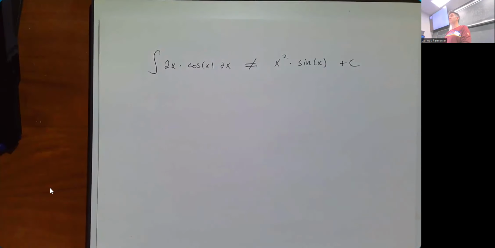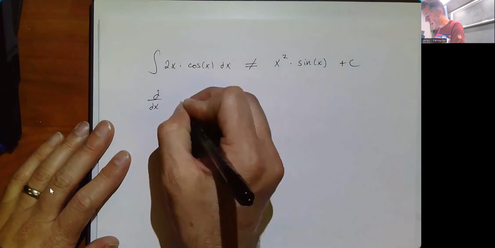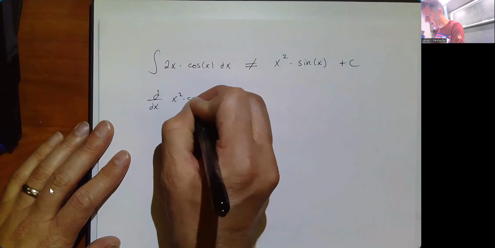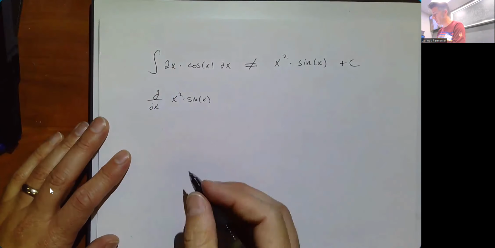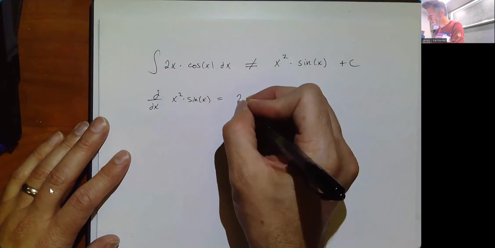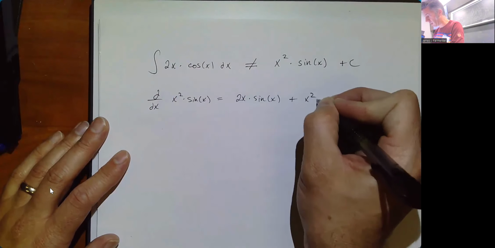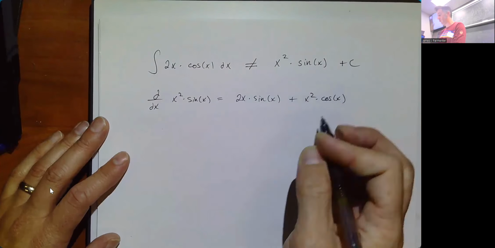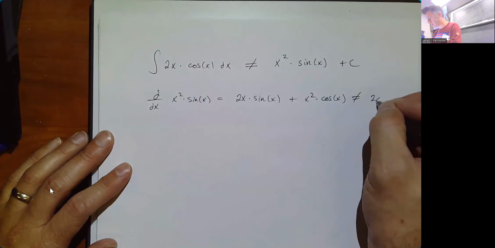And the reason it's not is because of the product rule. If you take the derivative of x squared times sine of x, I'm going to leave off the plus c because the derivative is not 0. You're going to get product rule 2x times sine of x plus x squared times cosine of x. And that for sure is not equal to 2x times cosine of x.